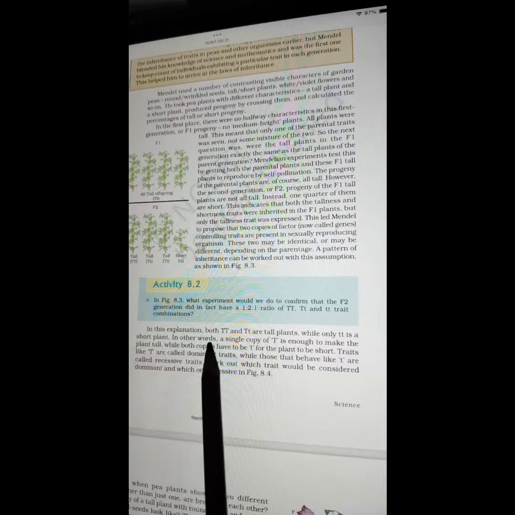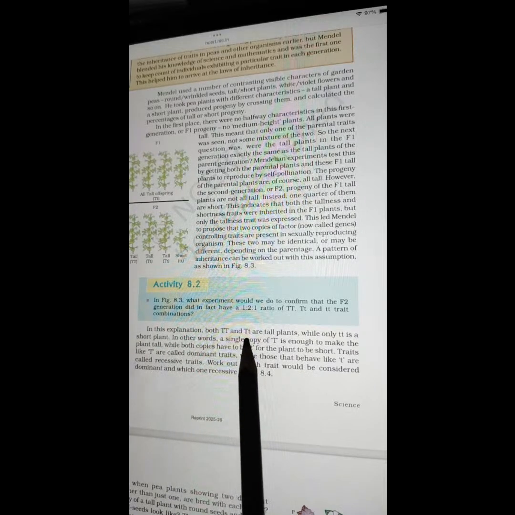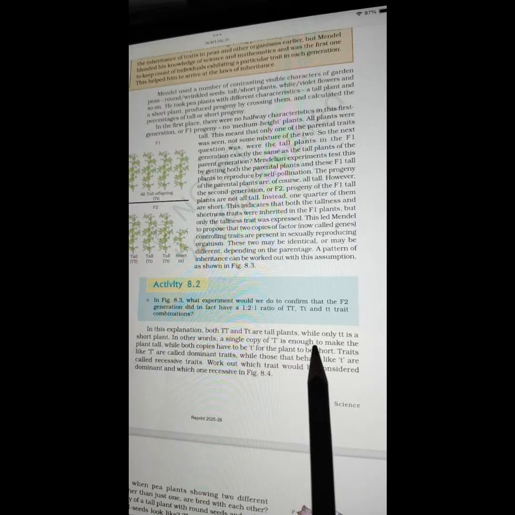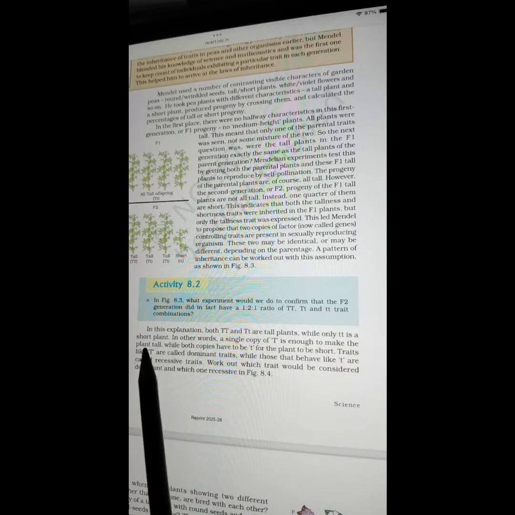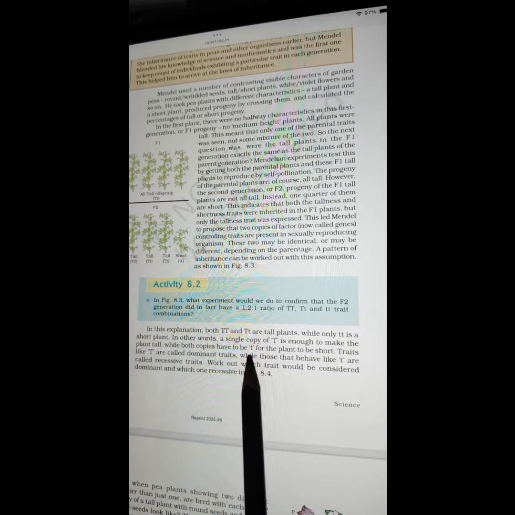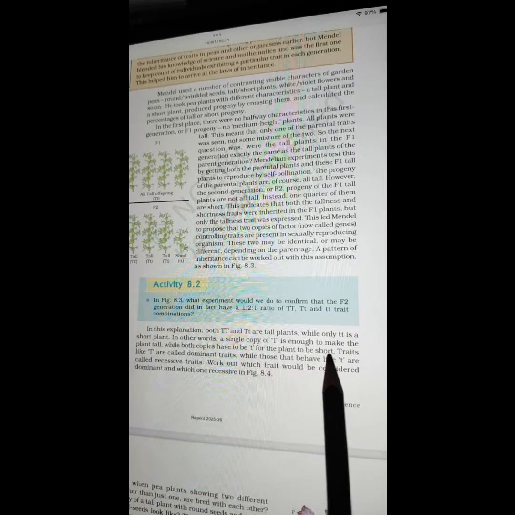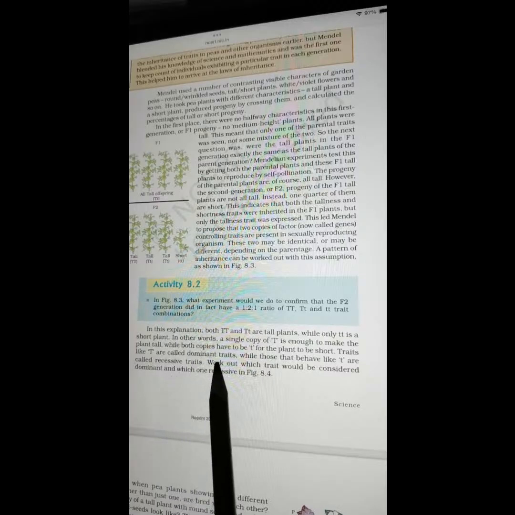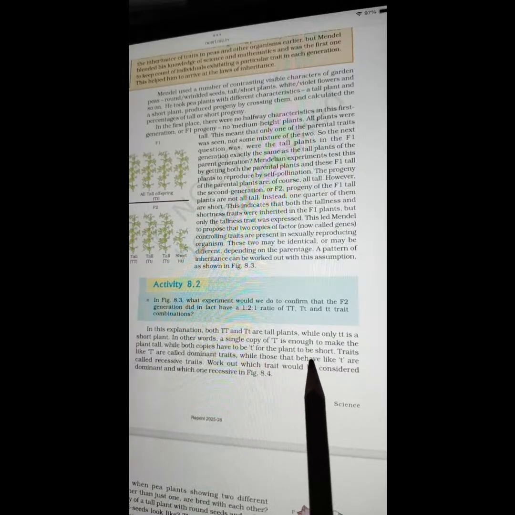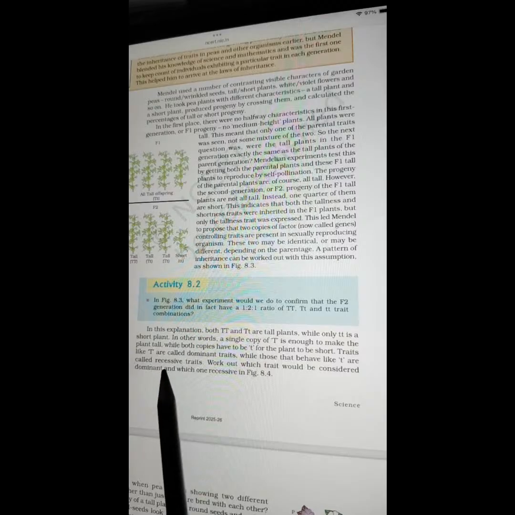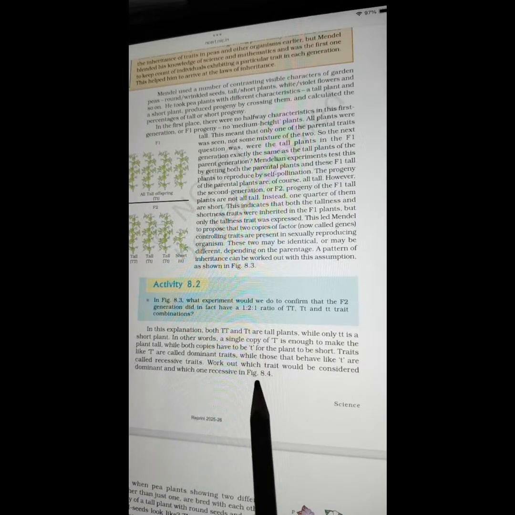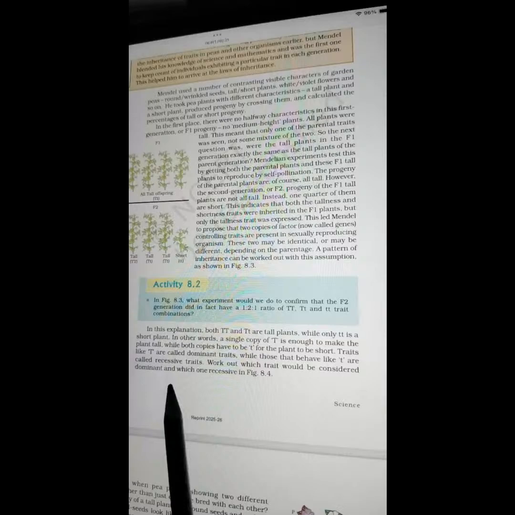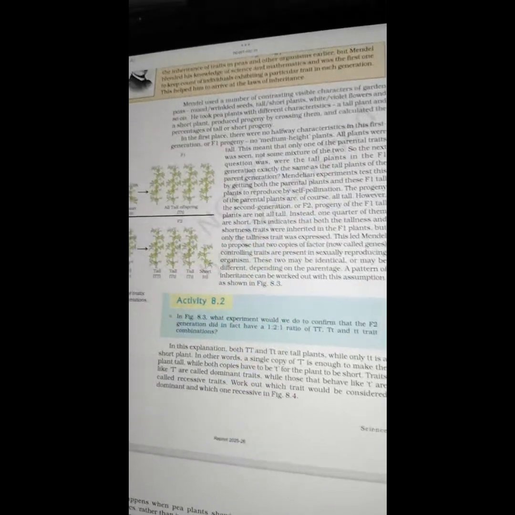In this explanation, both TT and Tt are tall plants, while only tt is a short plant. In other words, a single copy of T is enough to make the plant tall, while both copies have to be t for the plant to be short. Traits like T are called dominant traits, while those that behave like t are called recessive traits. Work out which trait would be considered dominant and which one recessive in figure 8.4.